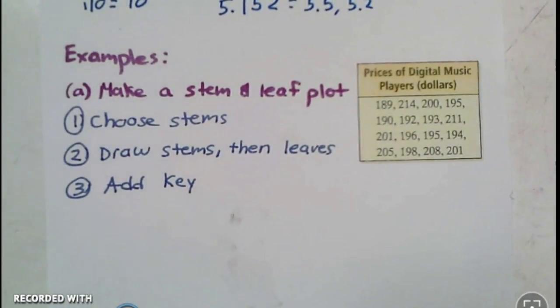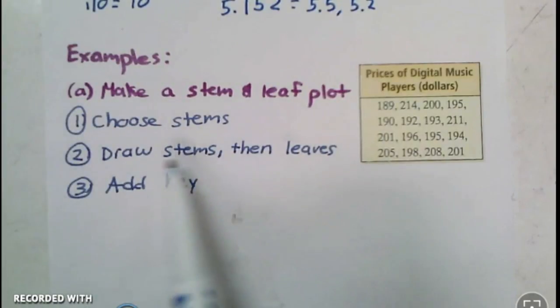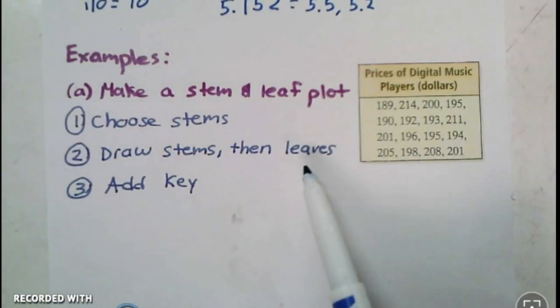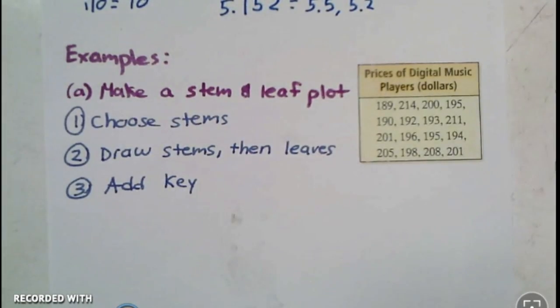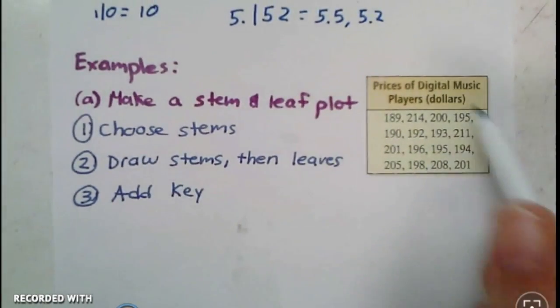So the first example says to make a stem and leaf plot. Here are the steps. First, you're going to choose your stems. Then you're going to draw the stems, and then you're going to draw the leaves by going through your data. And then we will add a key to the end. Okay, are we ready for this? Here's our data right here.